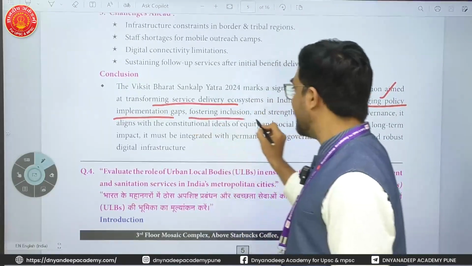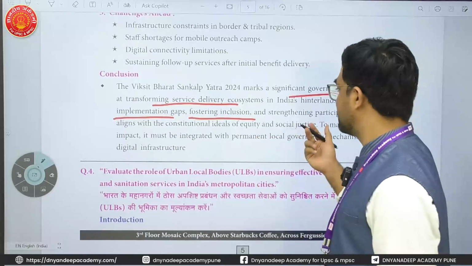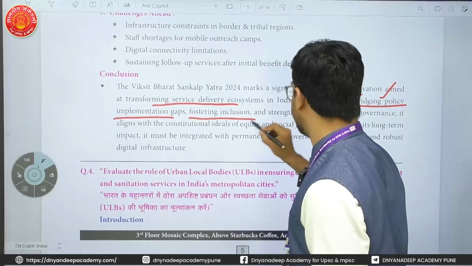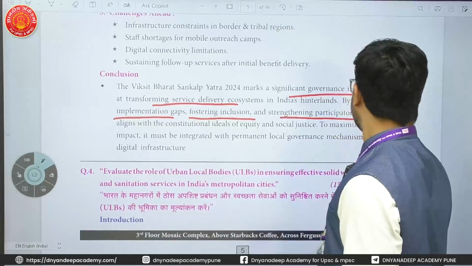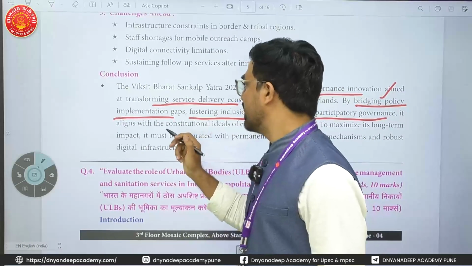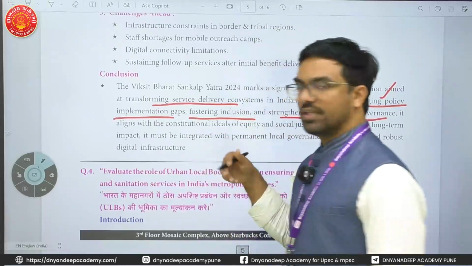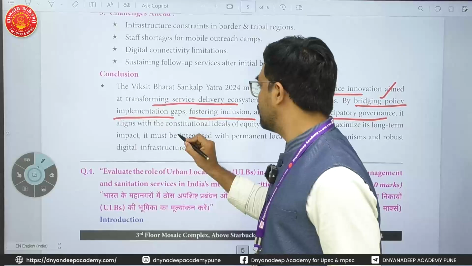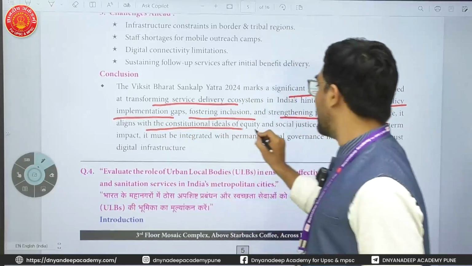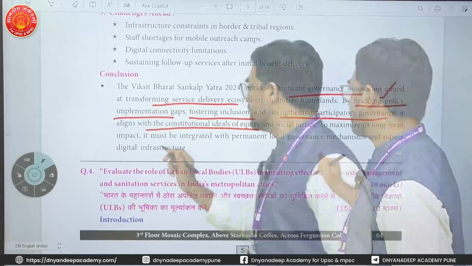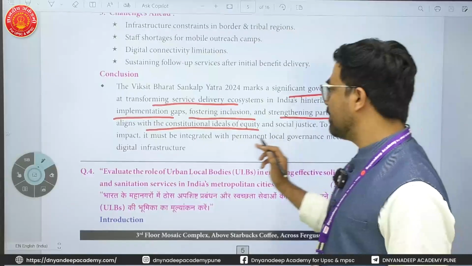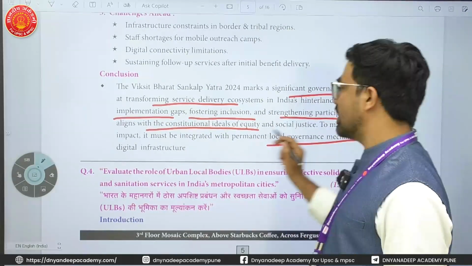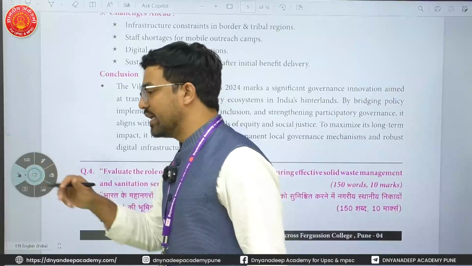There is a need for fostering inclusion, right? Those who do not have digital mobiles, they should also be included, fostering inclusion and strengthening participatory governance, right? So these steps should be taken to address these challenges, and this will ensure alignment with the constitutional ideals of equity and social justice. And to maximize the long-term impact, it must be integrated with permanent local governance mechanisms and robust digital infrastructure, right?